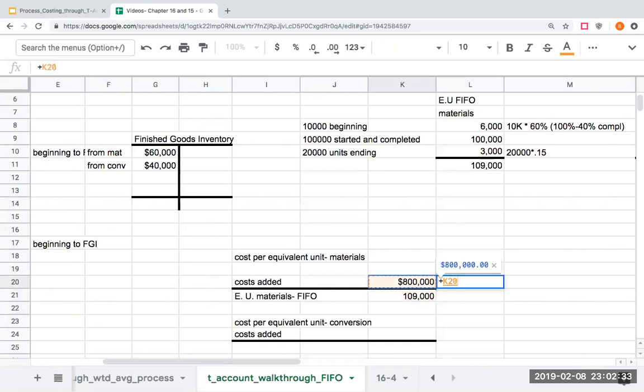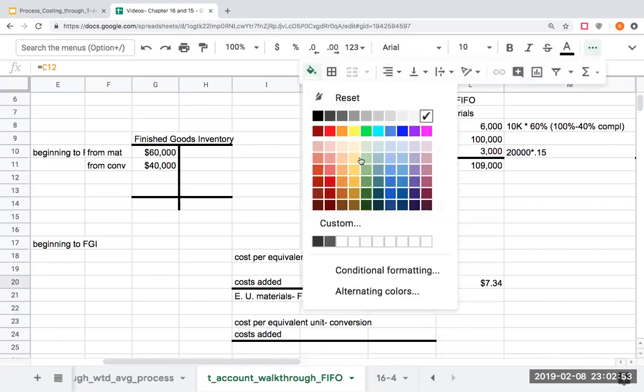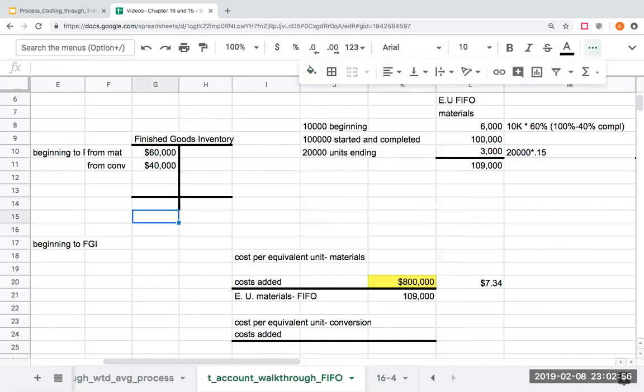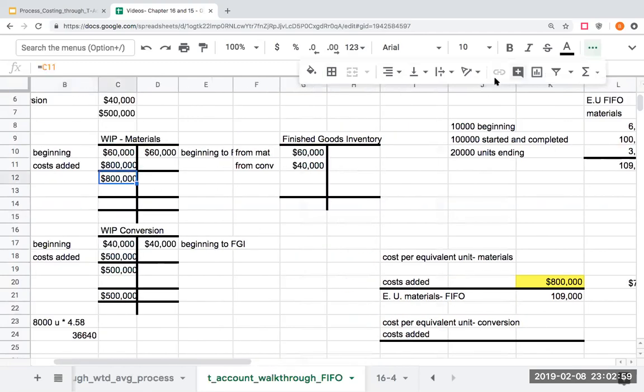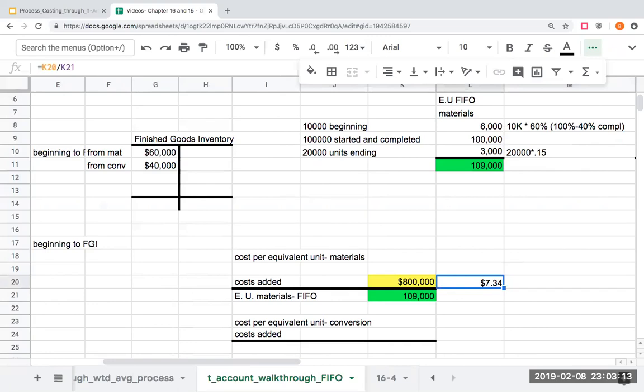So my cost per unit, I know this is not going to be a nice number. Let's do some color coding here, yellow, and then yellow, and then over here I'm going to do 109 and 109. So here my cost is $7.34 per unit.